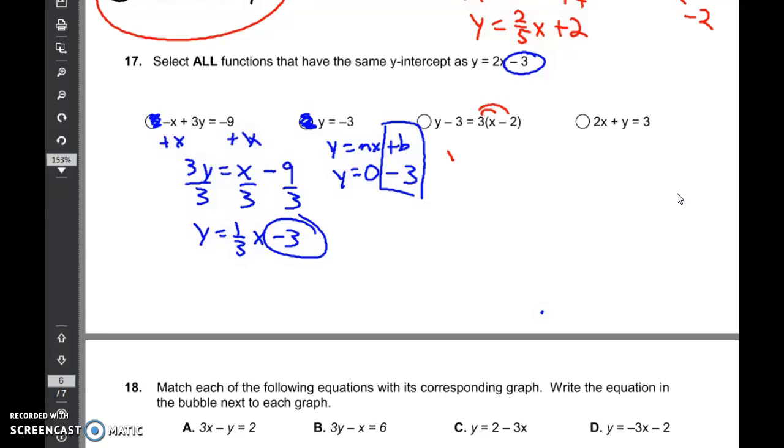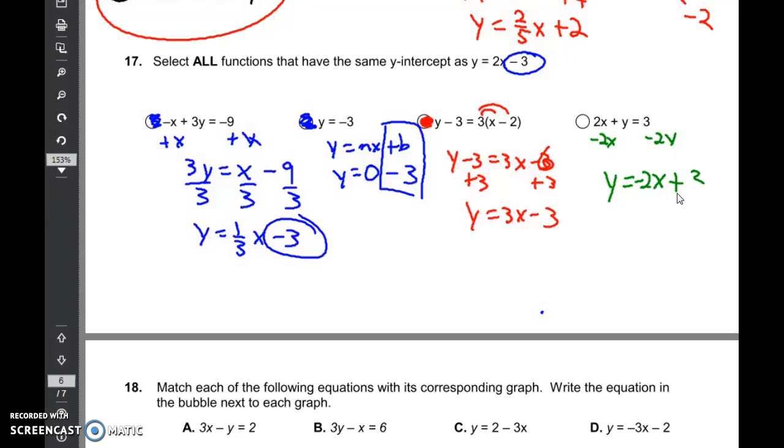Solve for y. So y minus 3 equals 3x minus 6. So that works. Solve for y. Now remember, the 2x and the 3 are not like terms. So y equals negative 2x plus 3. That one doesn't work. Went through that pretty quick. Go ahead and pause. Make sure you understand what's going on. Check your work with the video.